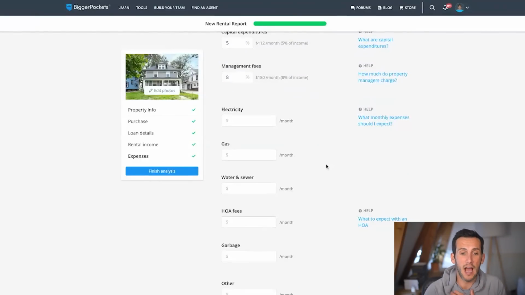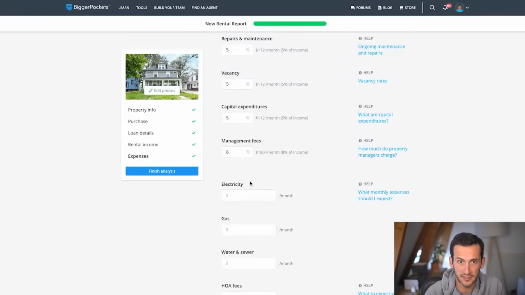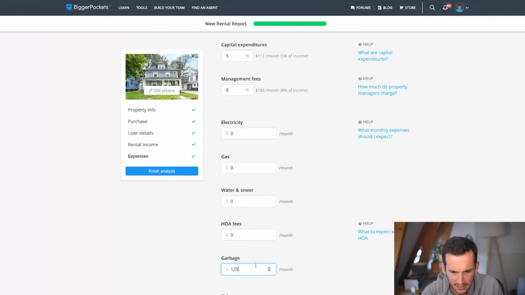Now, for me, I look for properties where the tenant just pays the utilities themselves. That's just easier. I don't need to get involved in that, right? Like they can figure out what they're going to use. They can pay for that. So I put 0, 0, 0. Usually I pay for garbage. I don't know why, I just do. So that's like not $125. Absolutely not. It's like $20 a month. So I'm going to do $20 a month most of the time.